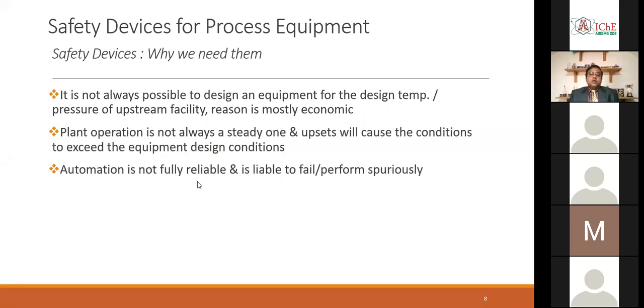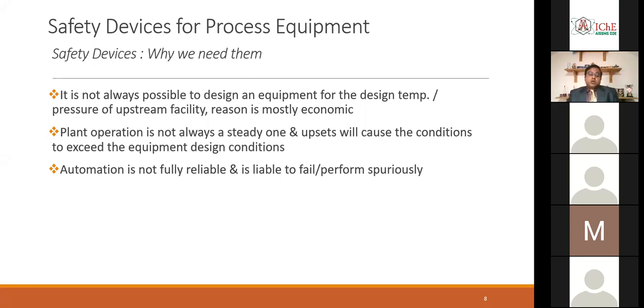So second, plant operation is not always steady, and upsets will cause conditions to exceed the equipment design conditions. Even in spite of looking at the operation and having automations in place, many a times we are not able to control the plant operation within the given boundaries. So it will invariably cross those limits and will present a safety hazard. And automation is never fully reliable and is liable to fail and perform spuriously. You should never take credit of any automation to get rid of your safety devices. It's not at all recommended.